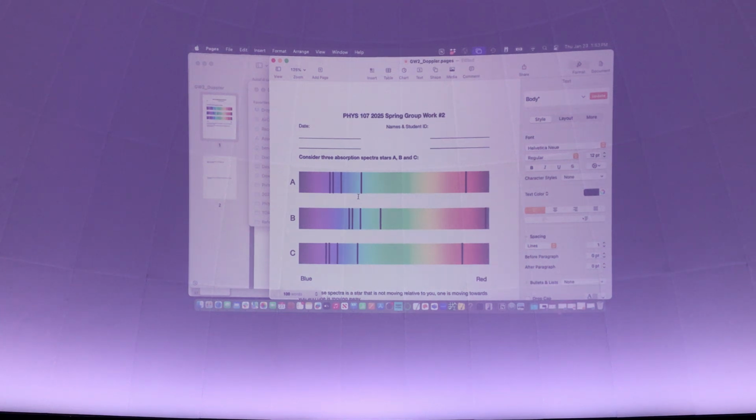So, it gives you three options, right? One of them is blue, one of them is red, and one of them is at rest. The one at rest has to be in the middle between the one that's blue shifted and the one that's red shifted. And that gives you, okay, this one is at rest, this one must be the blue shifted, and this one must be the red shifted.